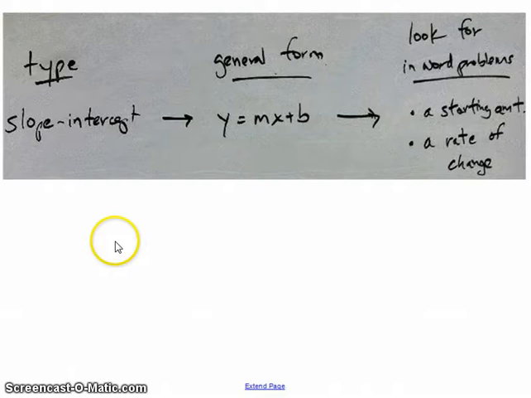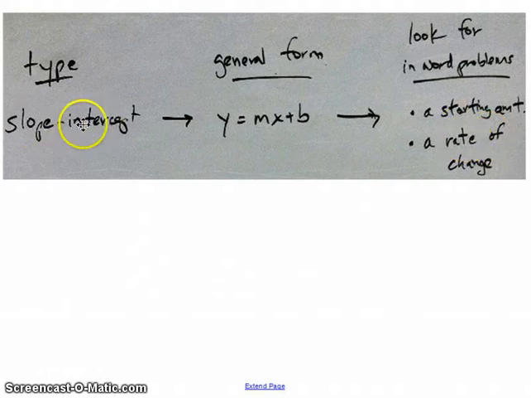One of the things I explained is that when you look at a word problem, there are particular things you're going to look for to try to decide which type of linear equation, which linear form, is most appropriate. For example, slope-intercept form, which is y equals mx plus b, is most appropriate if you can see in the word problem a starting amount and a rate of change.